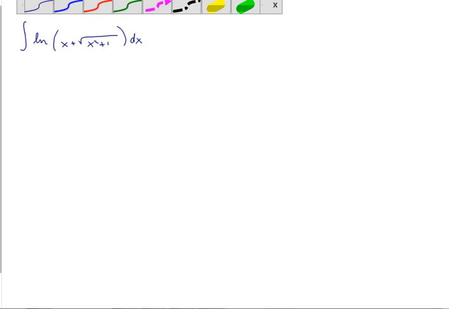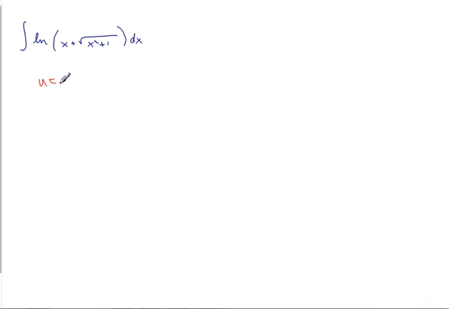And what I see is an ln of something. And since I know the derivative of ln, but the integral is sort of hard and there's no obvious u substitution here, I'm going to do integration by parts. And of course, in integration by parts, u is going to be the ln of x plus square root x squared plus 1. And then dv, excuse me, it's just going to be dx. So v then is obviously just x.